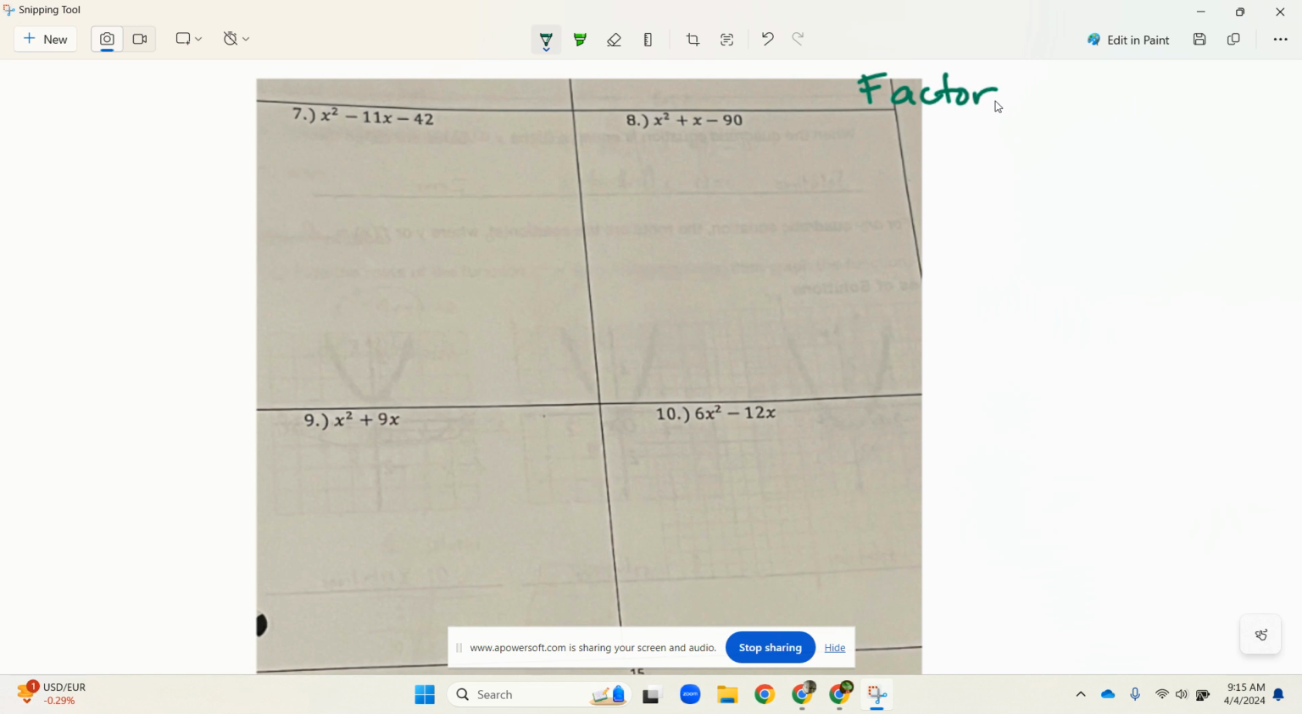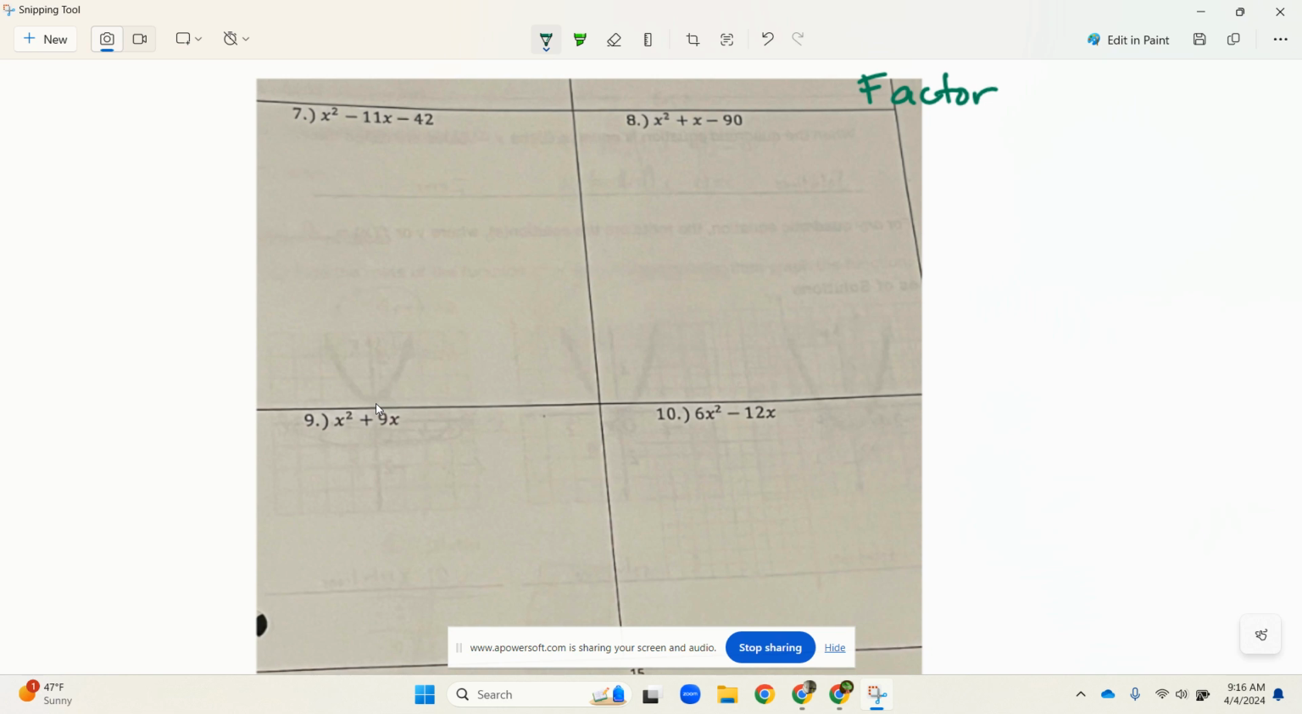Okay, so we have four problems here. I'd like you to observe, compare, and contrast each one of these. So number 7 has three terms. This is a trinomial. Number 8 is also a trinomial. It has three terms as well. I'm sorry, number 9 and number 10 are both binomials.